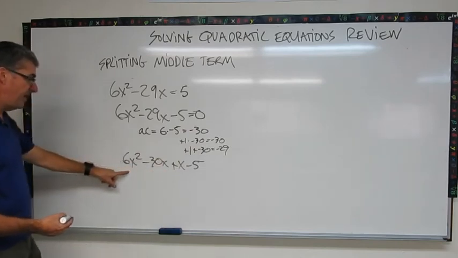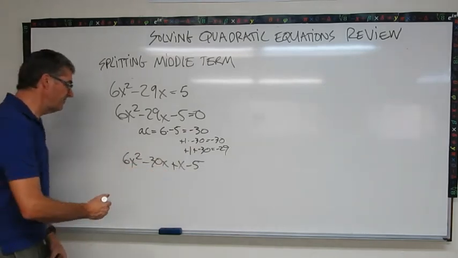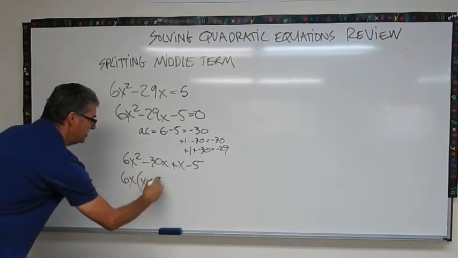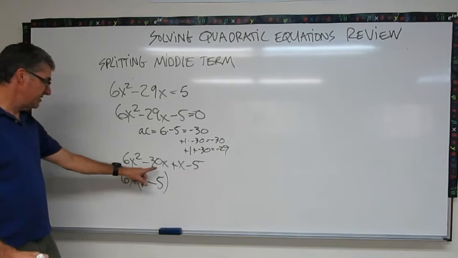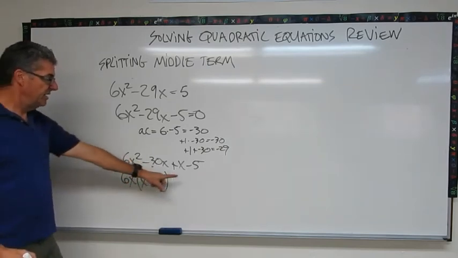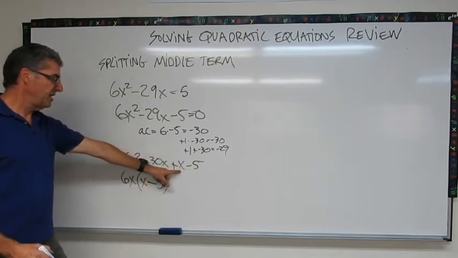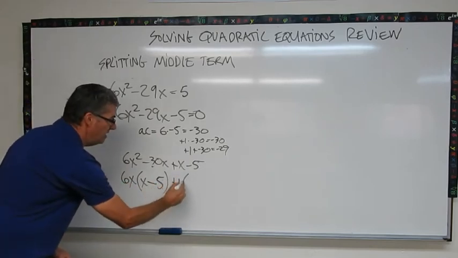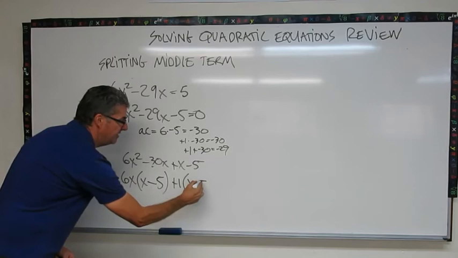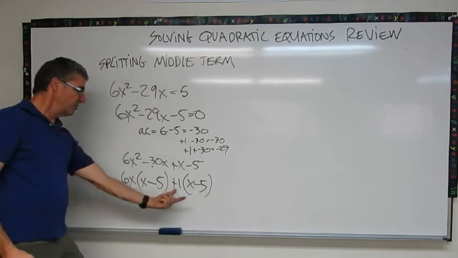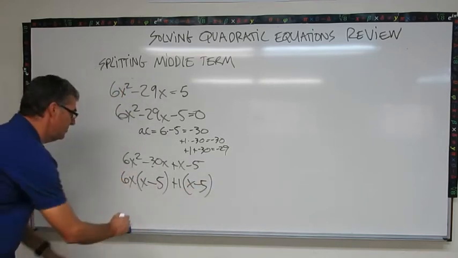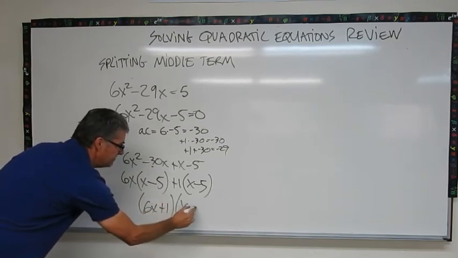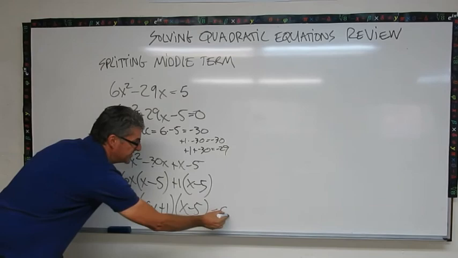Now I take this pair, factor out the GCF from there. That's going to be 6x times x minus 5. That gets us that factors these two. Now, I don't have anything there, but I have a 1. So I can always factor out 1 times x minus 5. These two are the same, so my last step is going to be 6x plus 1 times x minus 5. All of this is equal to 0.